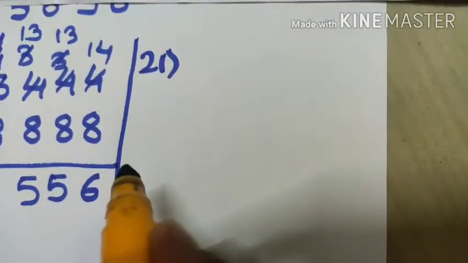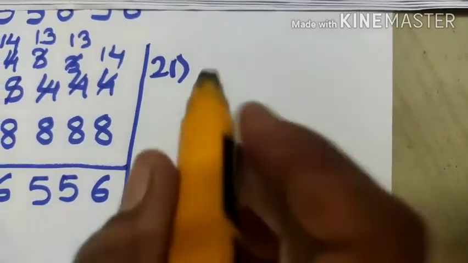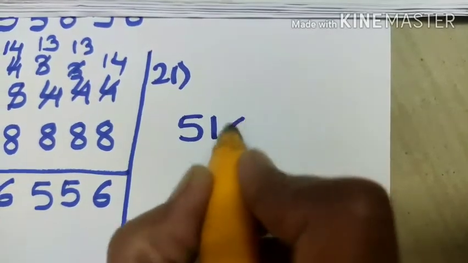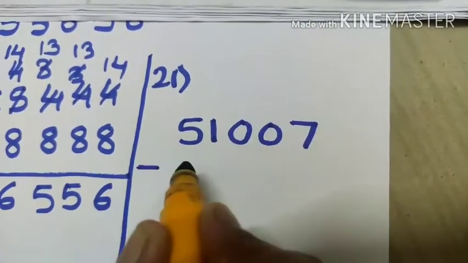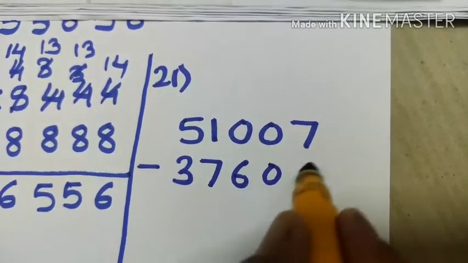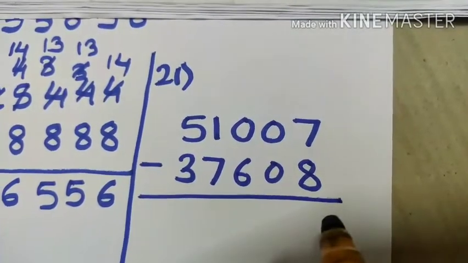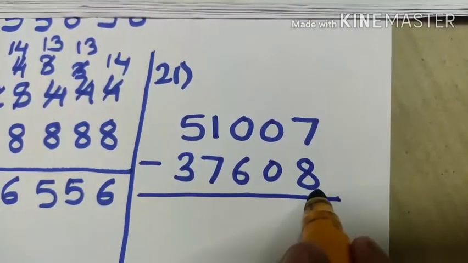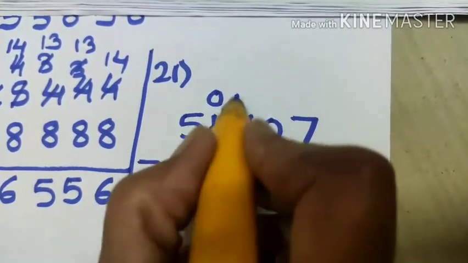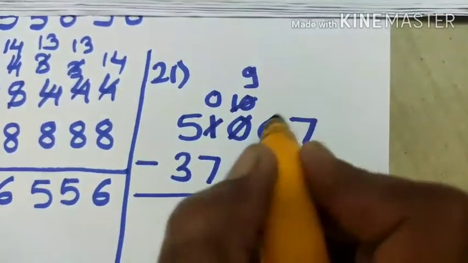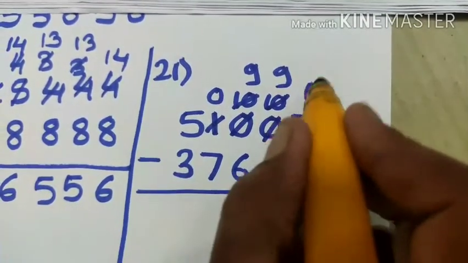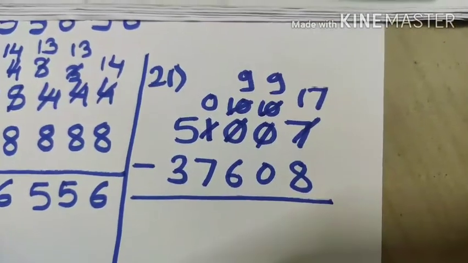Find the difference between. So the last number is the bigger number, so I am writing that first. 51,007 minus 37,608. Now 7 minus 8 we cannot do. Here 0, 0 is there. So from 1 we are borrowing number. Here 10. This is 9. This is 10. Again this is 9. This becomes 17. 17 minus 8.